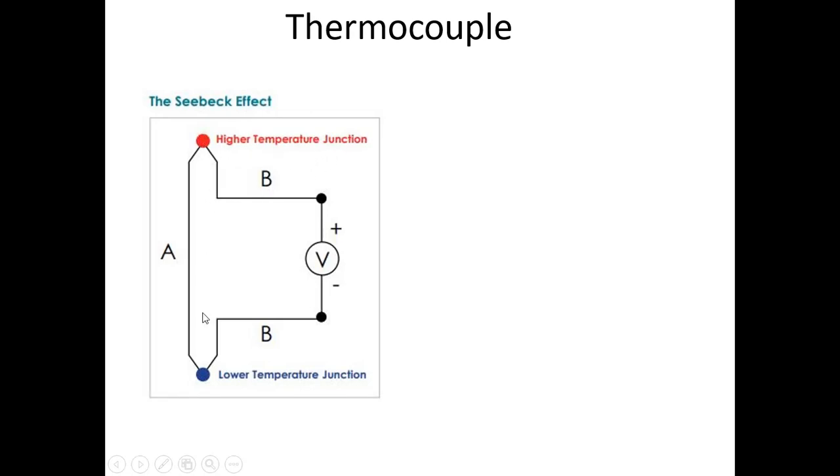Because of this temperature difference, it is amazing to note that a potential is generated, and that was first found by Seebeck. So that's why it's called the Seebeck effect. According to Seebeck, when there is a difference in temperature, because of some Seebeck coefficient, you find some output voltage here.